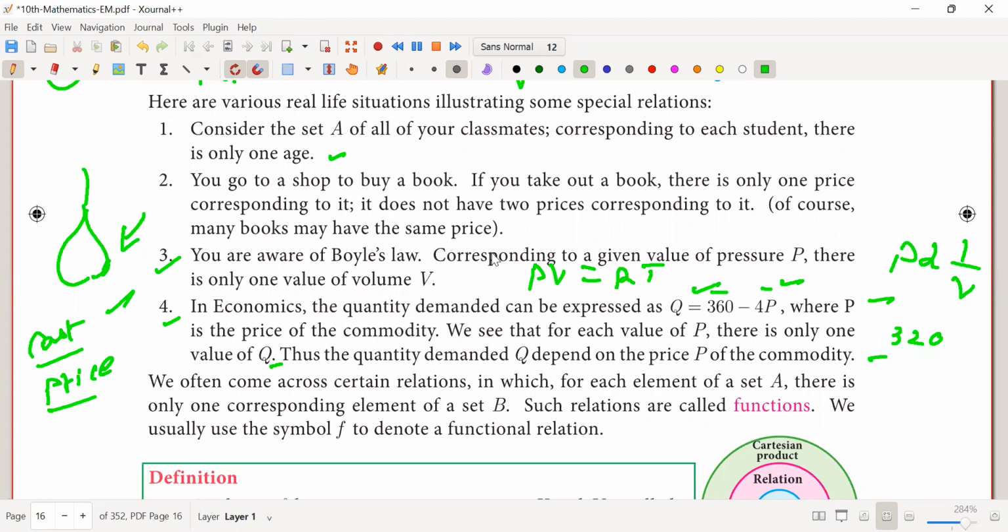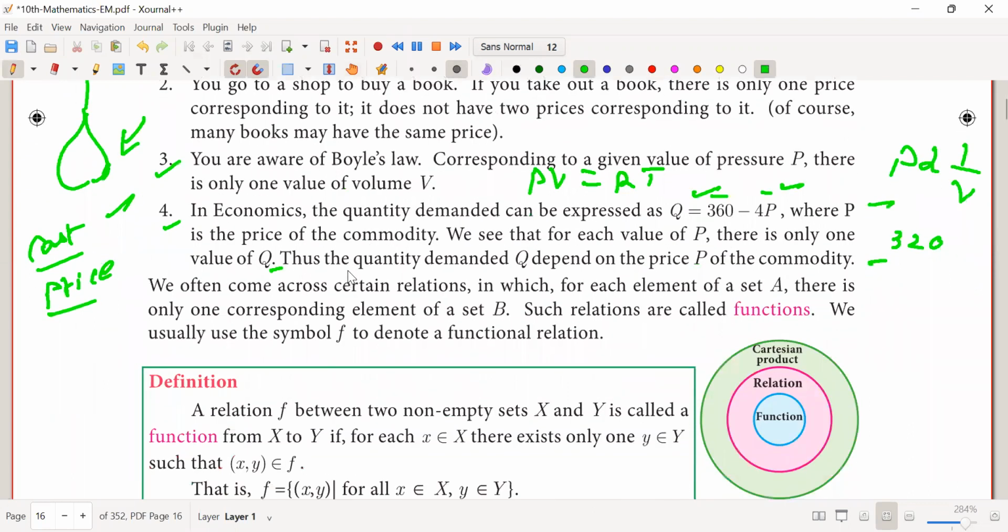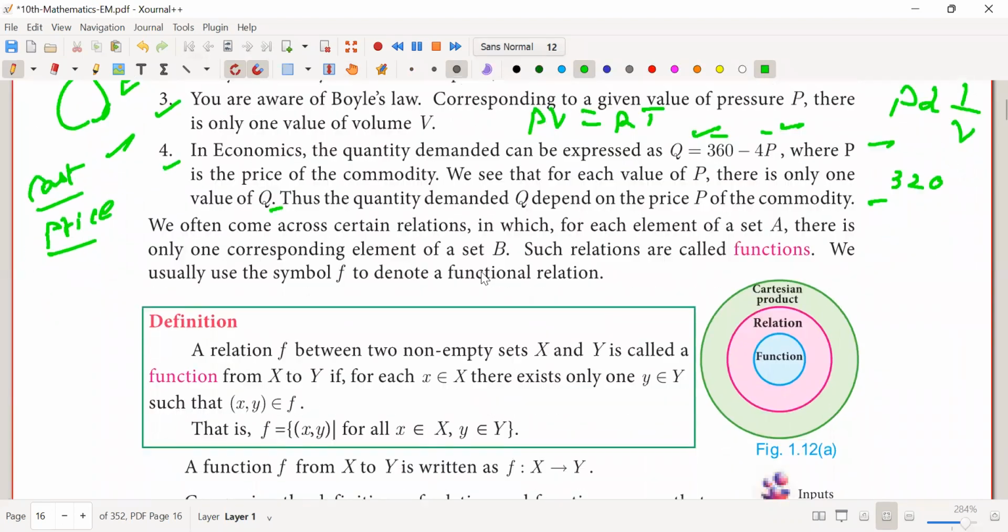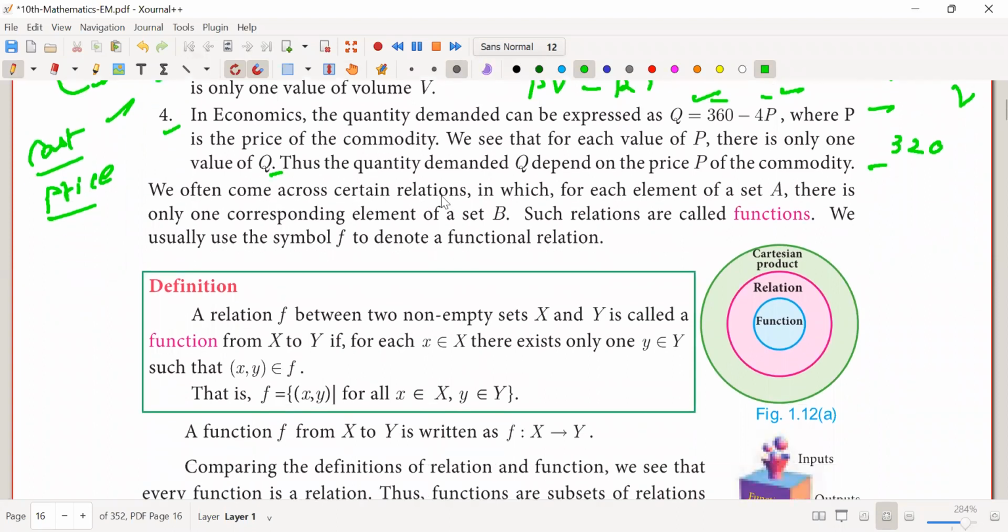When you think about this, you'll be getting the result. Right? So, see here, there is a particular function, and for each price, there will be only one quantity. We won't be having different quantities for the same price. Right? So, we often come across certain relationships in which for each element of set A, there is only one corresponding element of set B. Such a relation is called a function.